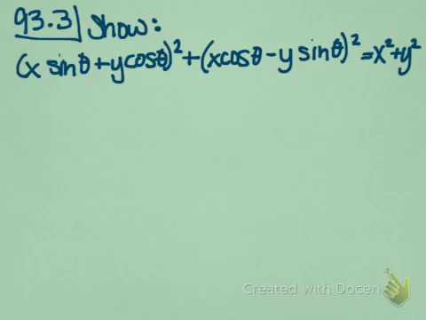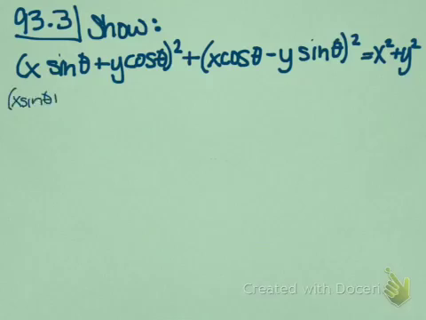Okay. Show (x sine theta plus y cosine theta) quantity squared plus (x cosine theta minus y sine theta) quantity squared is equal to x squared plus y squared. So the first thing we're going to do is take these quantities on the left and multiply them out. We're going to square them out.